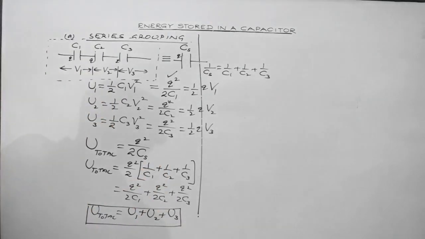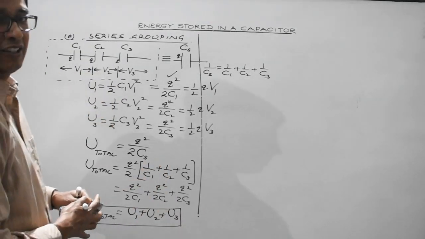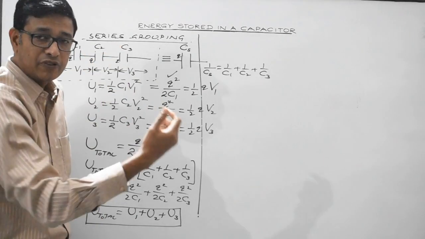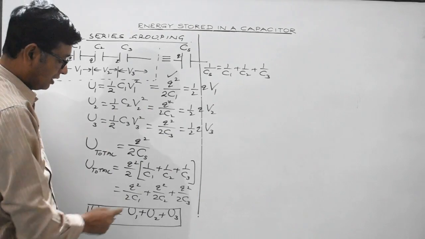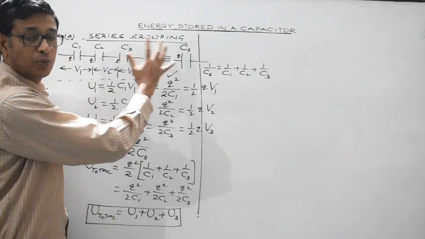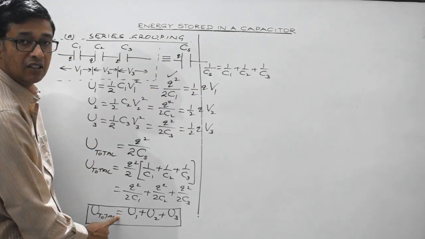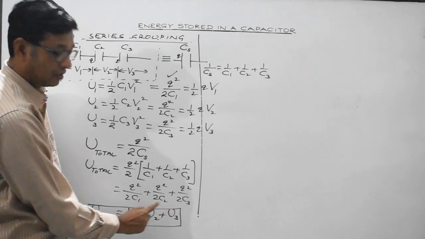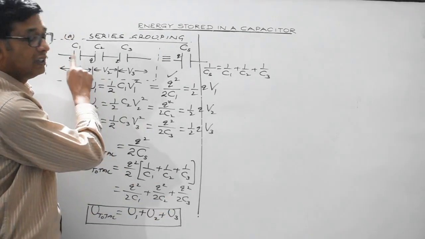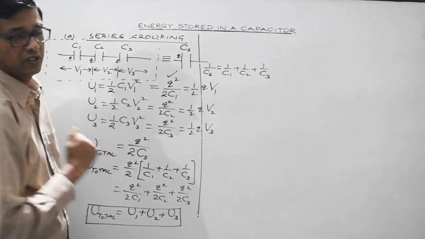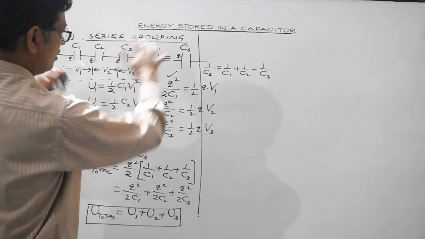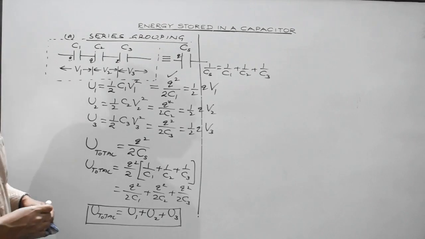So what's the conclusion basically? When any number of capacitors are connected in series, then the resultant energy of the series grouping of capacitors is given by the sum of the energies stored in the individual capacitors. So that's the conclusion, right? So this is the case of series grouping.